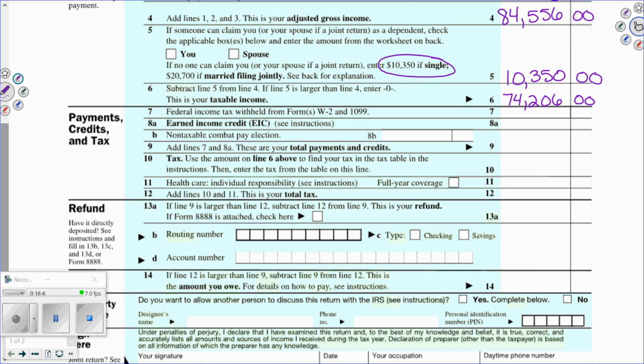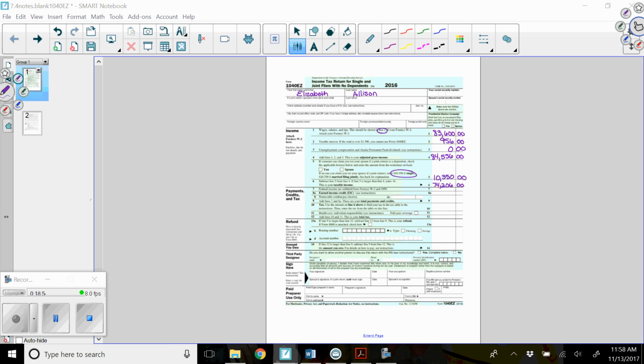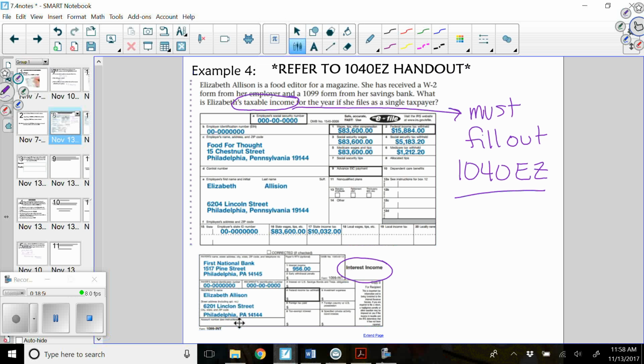Okay, 7, federal income tax withheld from the W-2 and 1099 forms. Okay, so this is where we got to go back. Look in your notes. I got to kind of flip here. Can you see where the federal income tax was withheld? Right here? Do they withhold any on the 1099? No. See the box that's blank? Right here is where it should have been. They didn't withhold any from that. Okay, so I need to fill in my federal income tax withheld on that other one.